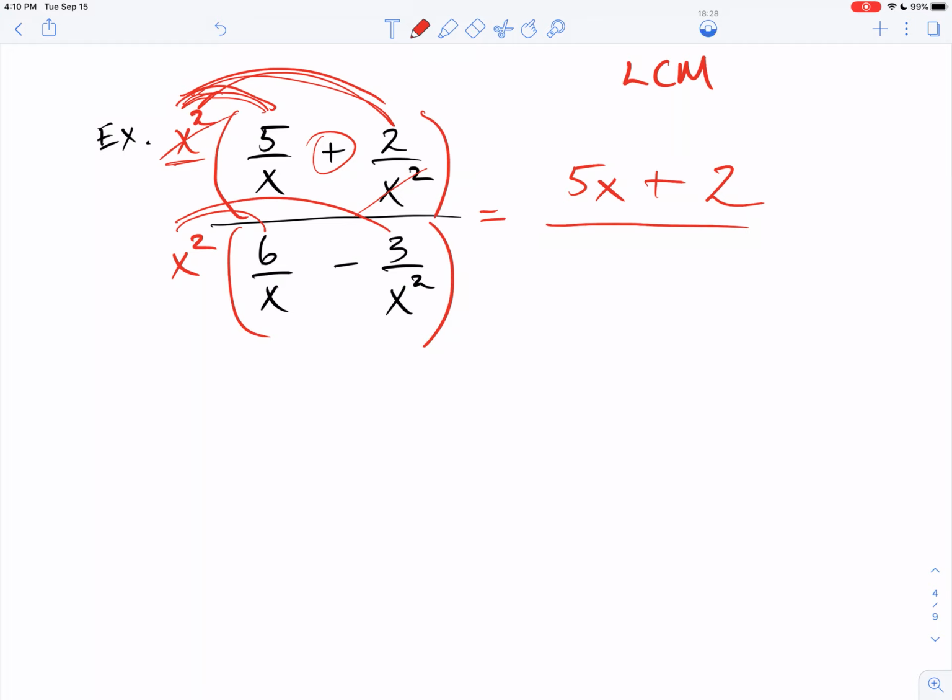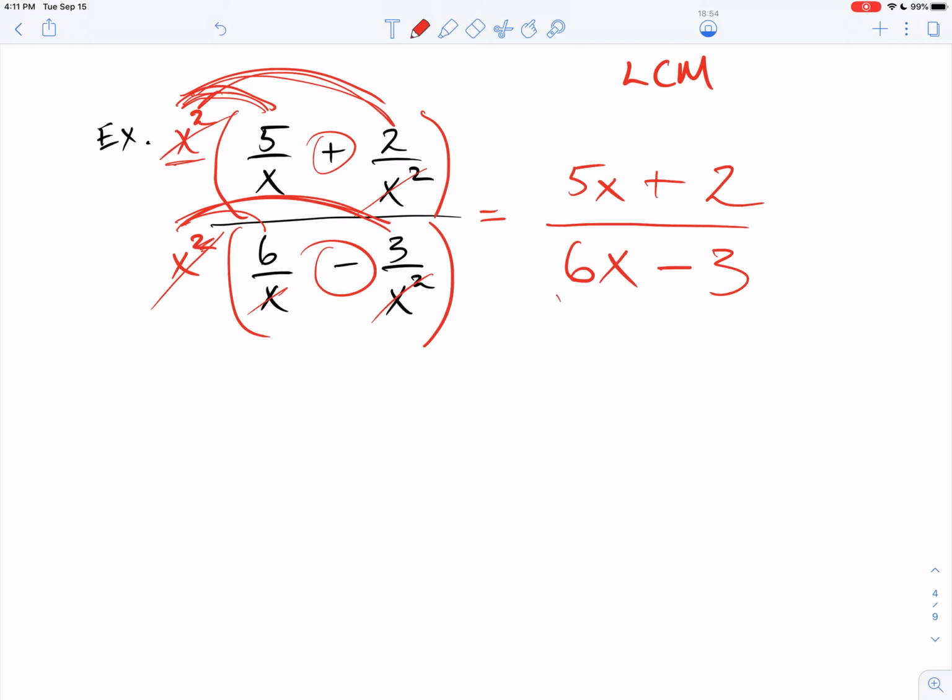The whole top is done. Look at the bottom. X goes into one of these. I get left with an x times 6. I get 6x. Minus, x squared would have gone all the way. So what am I left with here? A 3. The top part's a binomial. The bottom part's a binomial. Do they match exactly? No, they do not.